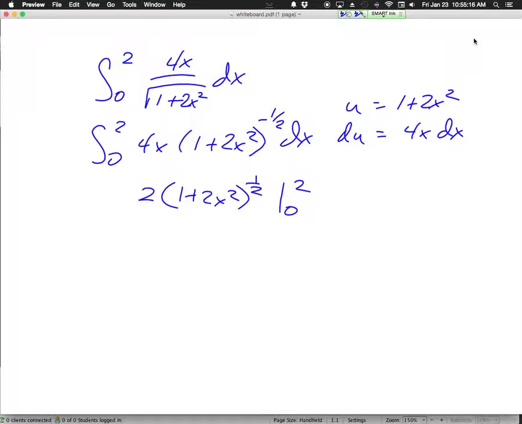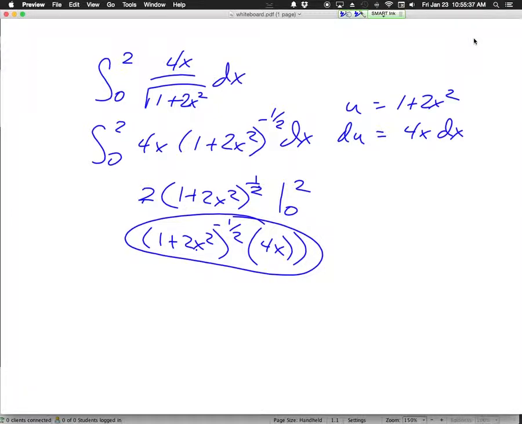What can I do to make sure I did that correctly? Take the derivative. So let's take the derivative. Multiply the 1/2 times the 2. What happens? It goes to 1. What's my new exponent? -1/2. Then I need the derivative of the inside, which is 4x. Is that what I started with? Yes. So that tells me I integrated correctly.